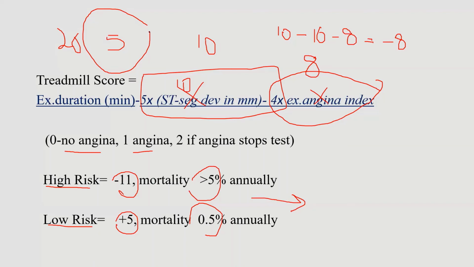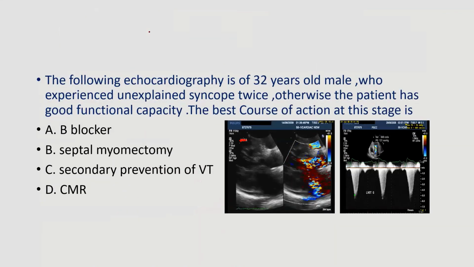Okay, good. Now I have this one, echo of a 32-year-old male who experienced unexplained syncope twice. Otherwise, the patient has good functional capacity. What is the best course of action at this stage? Beta blocker, septal myomectomy, secondary prevention of VTAC, or cardiac MRI?